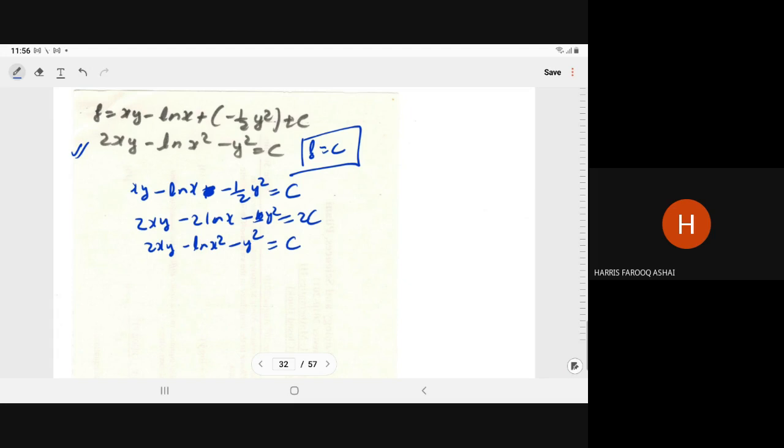We are writing f is equal to, generally we write c dash. Then we are saying that c dash minus c is the c bar. So that is the c bar. Clear?